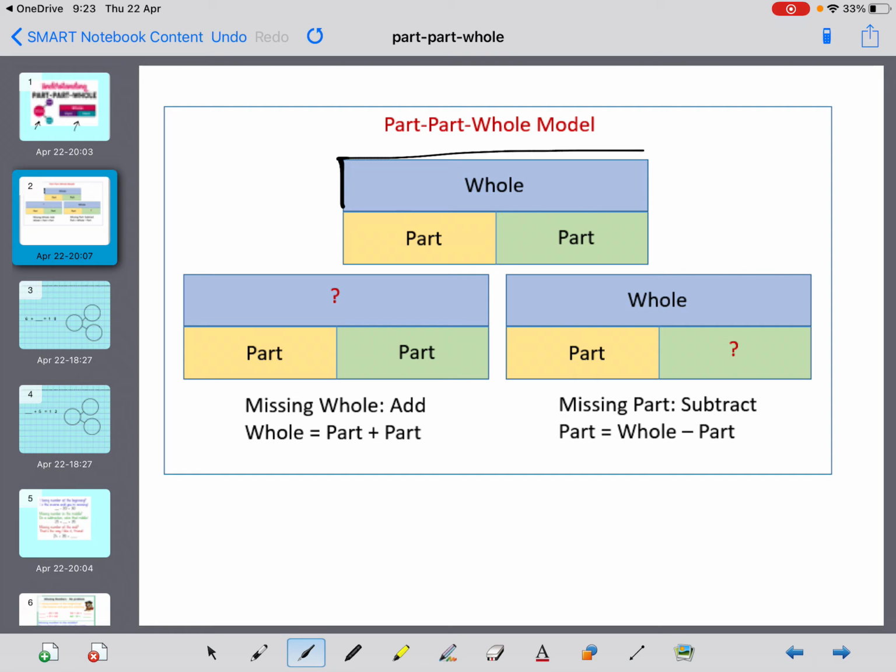The top piece is the whole. And the two parts there are the two numbers that will add together to make the whole. So you can see underneath with the question marks, if there is a question mark at the top, that's because we need to add together the two parts to find the missing number. But if there is a question mark in one of the parts, it means that we need to take away from the whole to find the missing number.